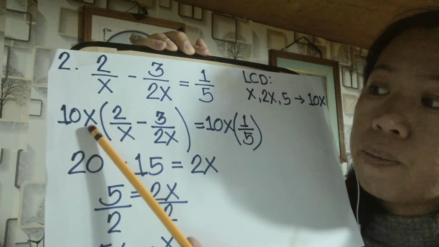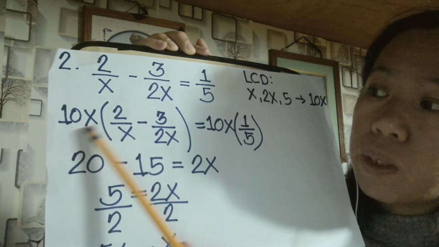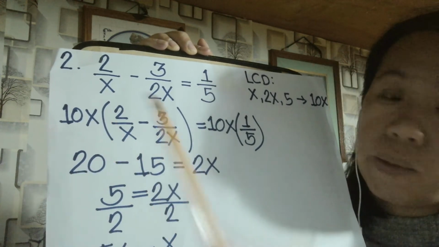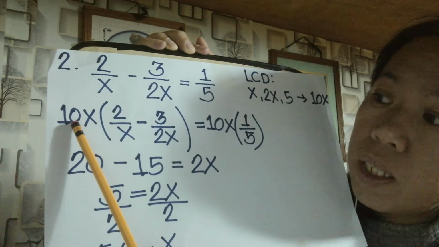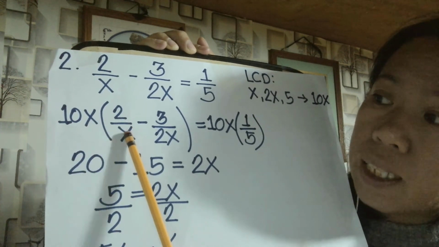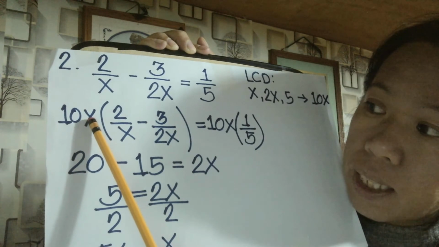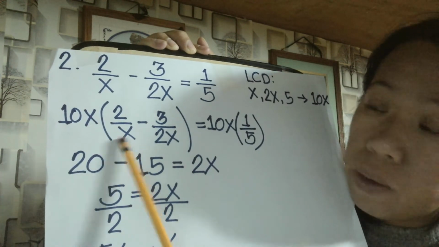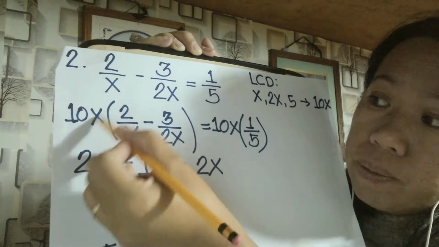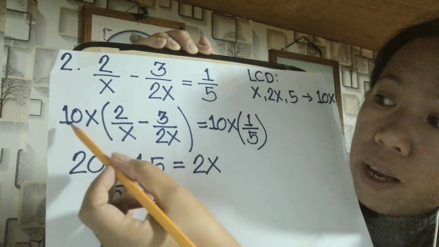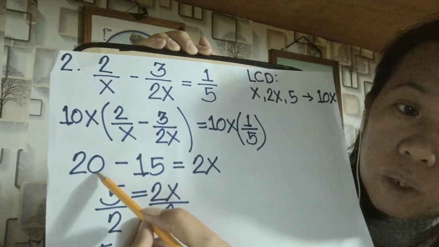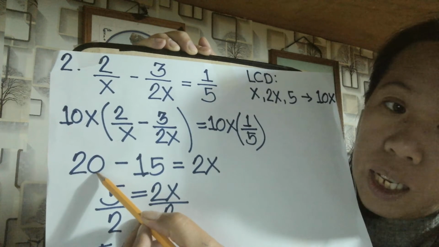So here we are simply going to distribute this on the first term and on the second term. So to start with the first term, 10x times the first term 2 over x. Since you have x here and here, you can cancel that out. So canceling, we are now left with 10 times 2, which will now give you 20.